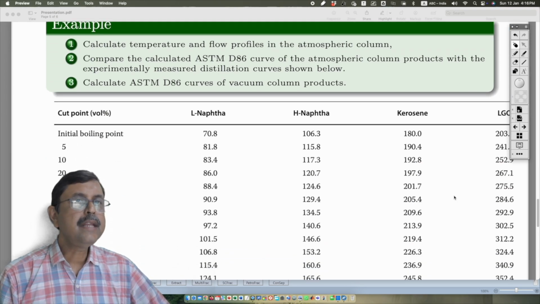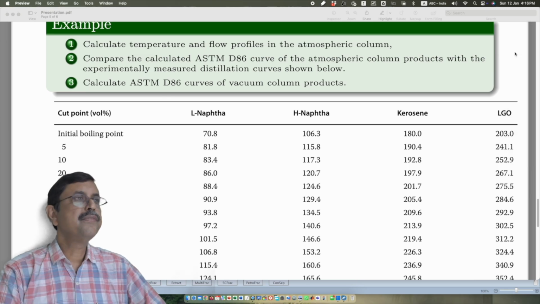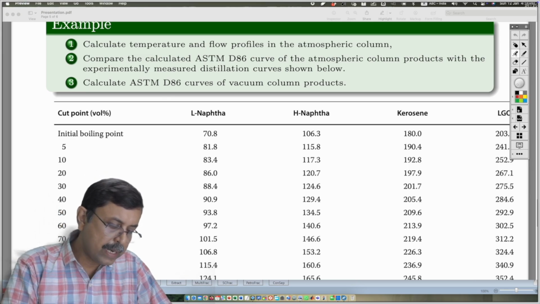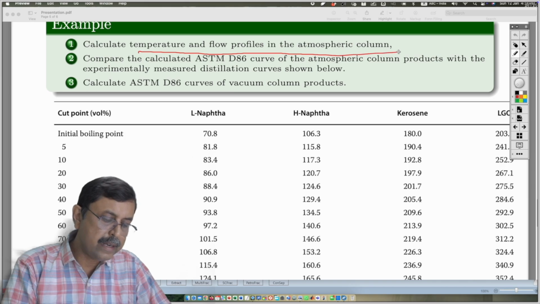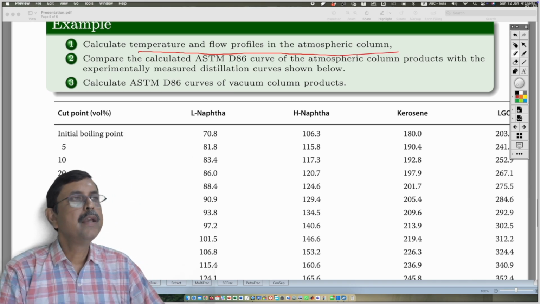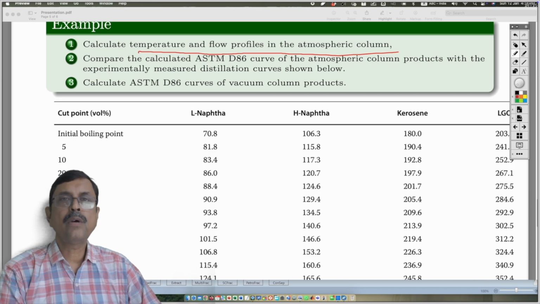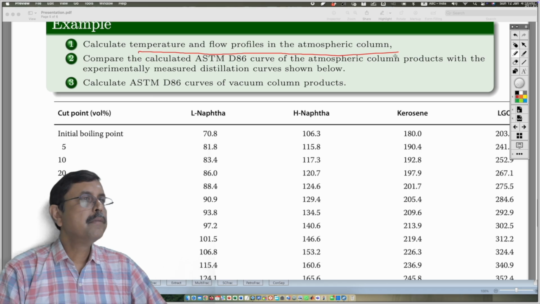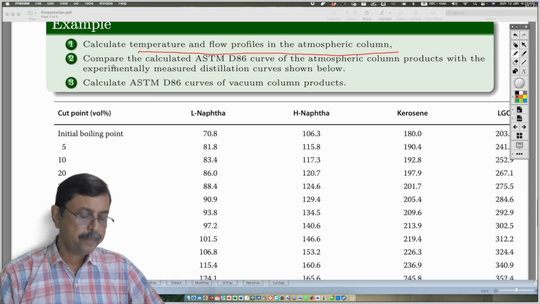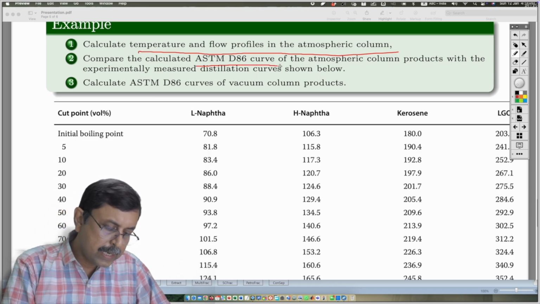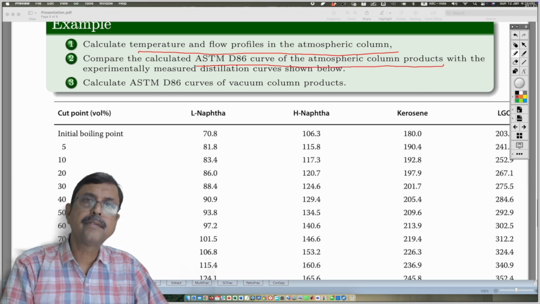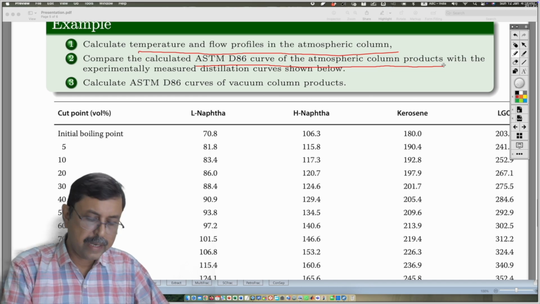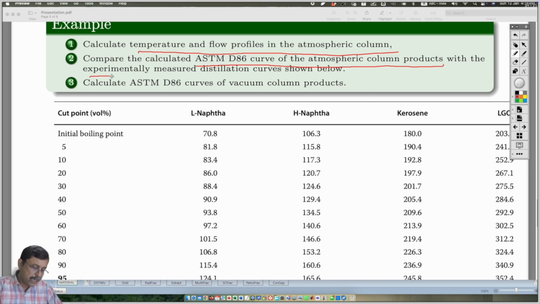Now, what we need to do over here? So the tasks. The first task is you have to calculate the temperature and flow profiles in the atmospheric column. Now, the temperature and flow profiles, you know how to do it. We have already learned in other examples or other lectures. The second thing is compare the calculated ASTM D86 curve of the atmospheric column products, so whatever we have taken out from there, with the experimentally measured distillation curves shown below.